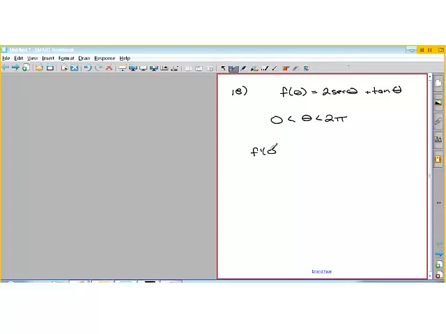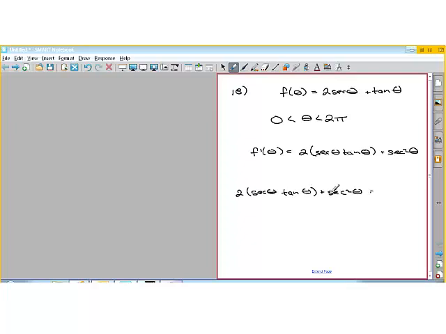So f prime of theta. So we're taking the derivative with respect to theta. So we just do a normal differentiation. The derivative of the secant is the secant of theta times the tangent of theta. And the derivative of the tangent is secant squared of theta. That's just from the book in that table in chapter 2. So now we set that equal to 0. And then we solve for theta where this goes to 0.